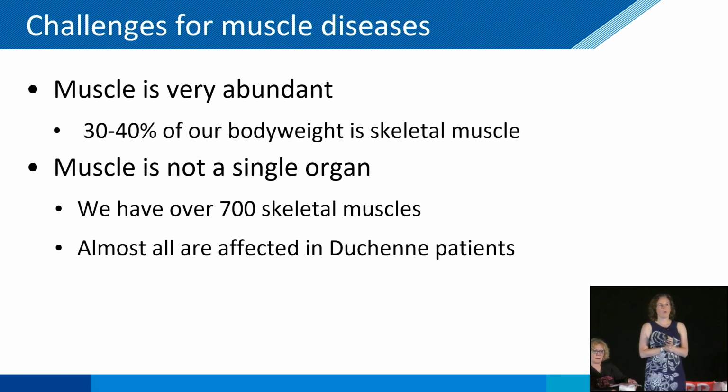The first thing is, once muscle is lost, it's lost irreversibly. When the muscle is replaced by fibrosis, that's it. You can't bring it back. So that means that the time of intervention is important because when a muscle function is lost, it won't come back. The second thing is that muscle is very abundant. About 30 to 40% of our body is muscle, and we have 700 different muscles. And all of them are affected in Duchenne. So when we have a therapy, it's not enough that the therapy ends up in a few muscle fibers in a single muscle. That's not going to help Duchenne patients.